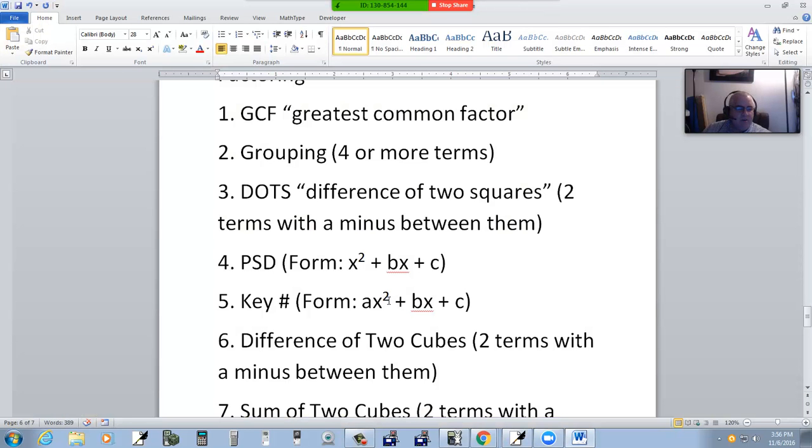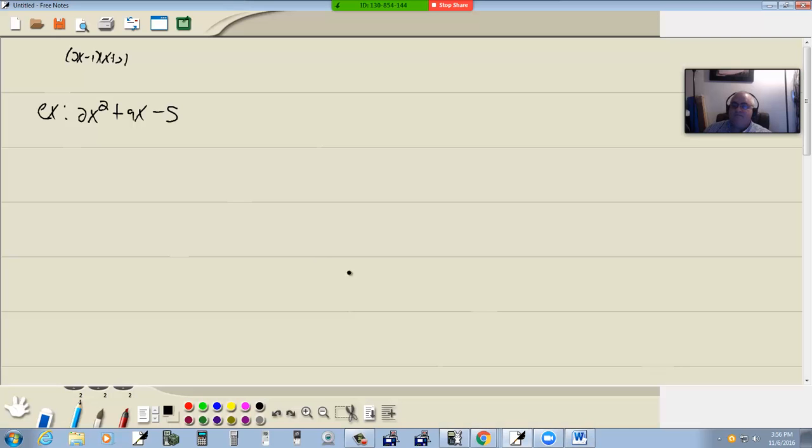Now the key number is when we have an x squared, x, no x, and there's a number in front of our x squared. So this is key number. Now with key number, we're going to take our number at the beginning times our number at the end, ignoring signs. When I say the number at the beginning, I'm talking about the coefficient before x squared. When I say the number at the end, I'm talking about the constant term. And again, we ignore the signs, so we don't worry about that negative. We handle signs later on.